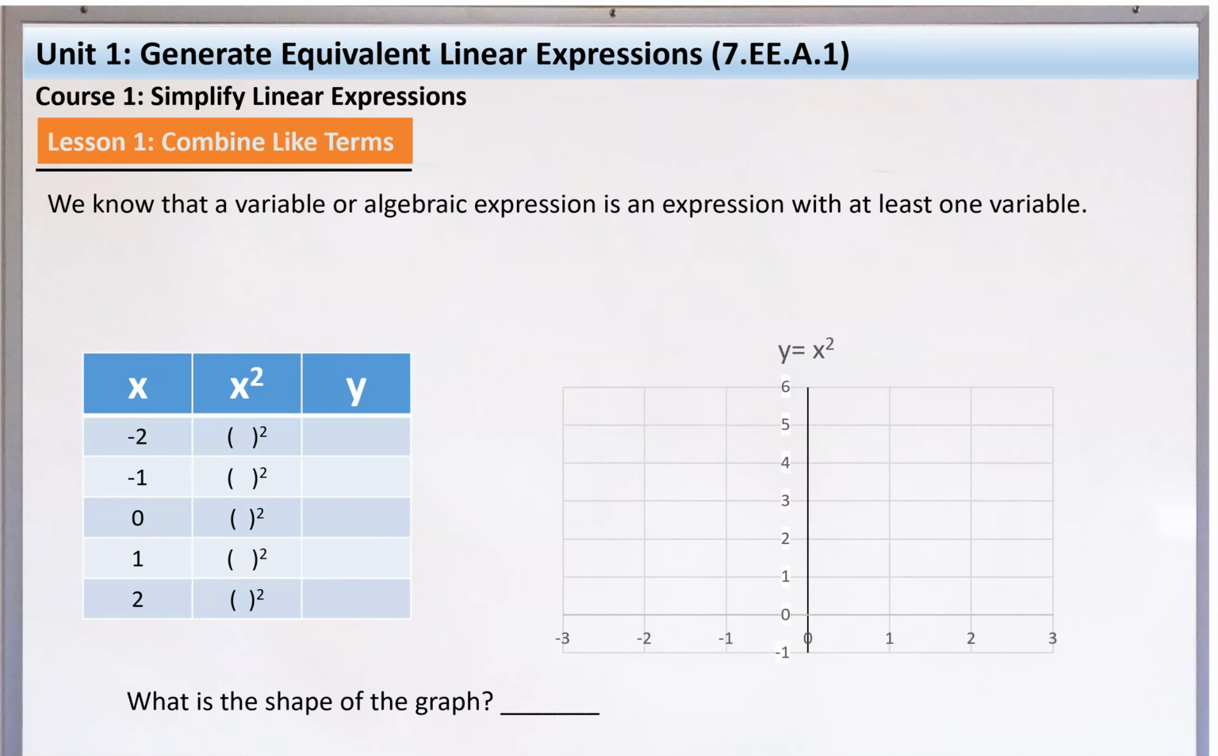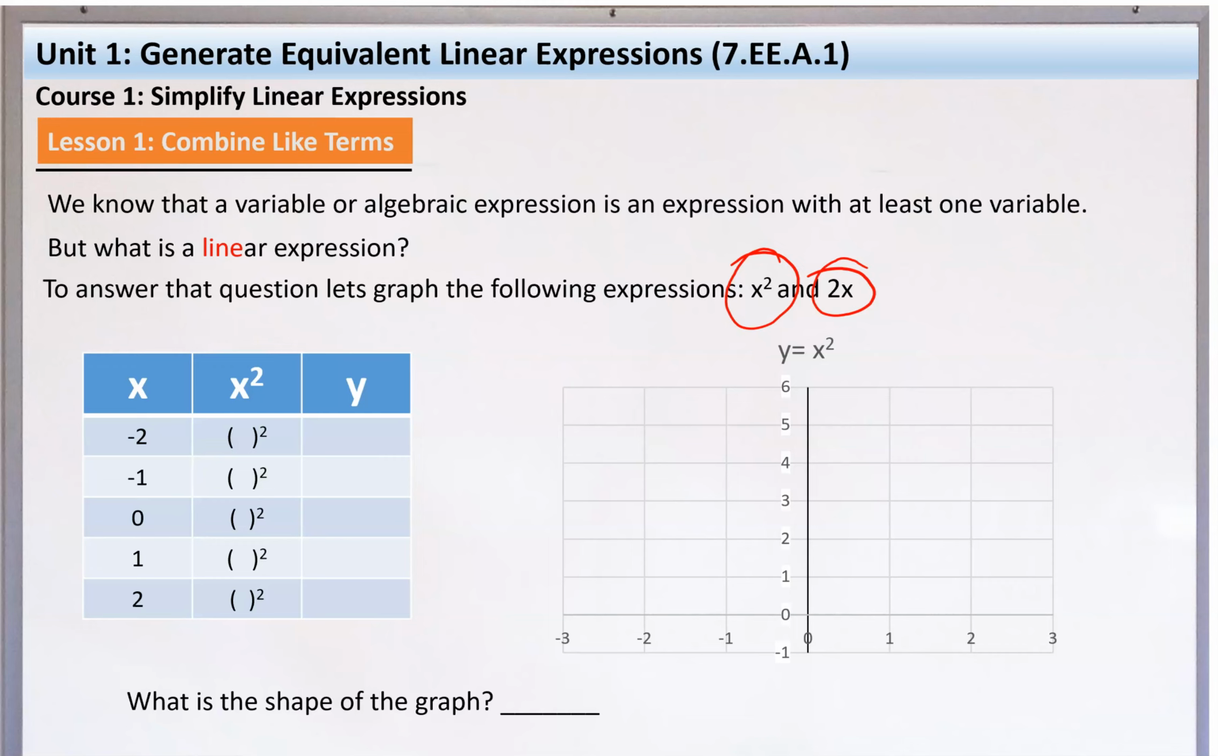So we know so far that a variable or algebraic expression is an expression with at least one variable. But what exactly is a linear expression? Well, the best answer to that question, let's graph two expressions, x to the power of 2 and 2 times some number x. So take a minute and see if you can graph this expression.